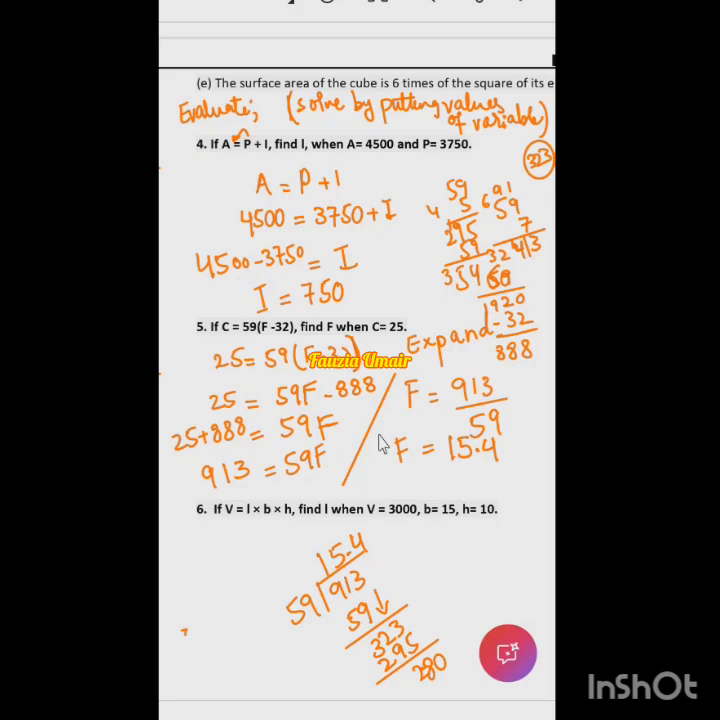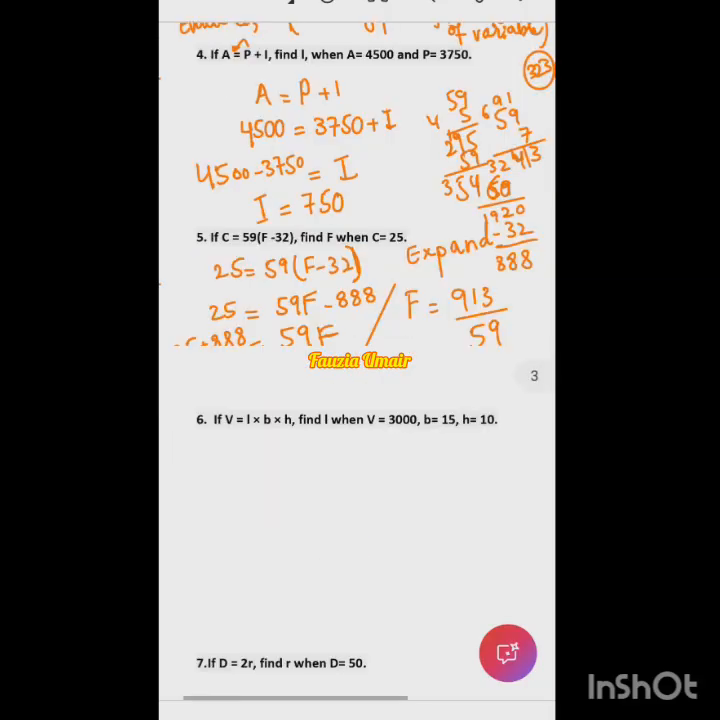So it means that if the temperature is 25 Celsius, then in Fahrenheit it would be 15.4, right? 15.4 Fahrenheit.